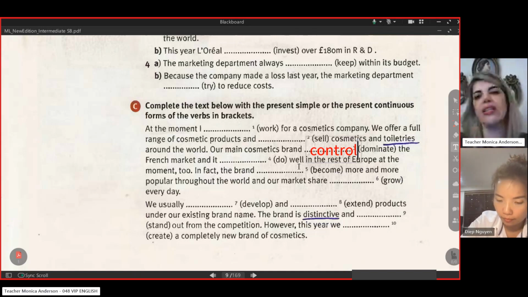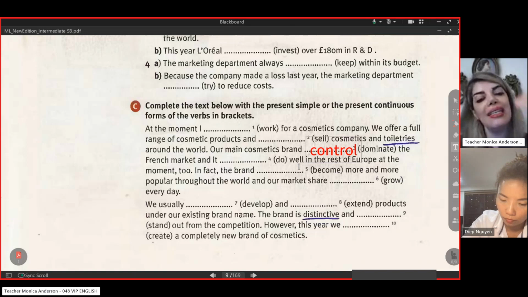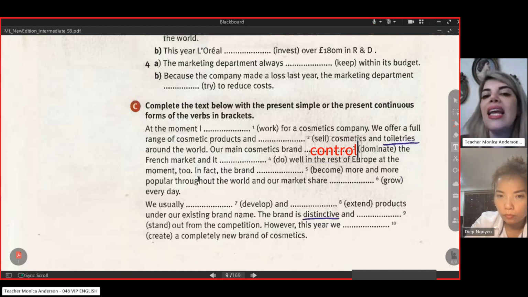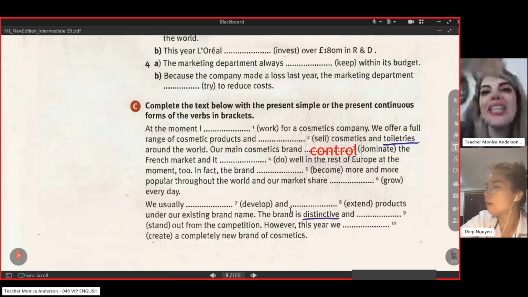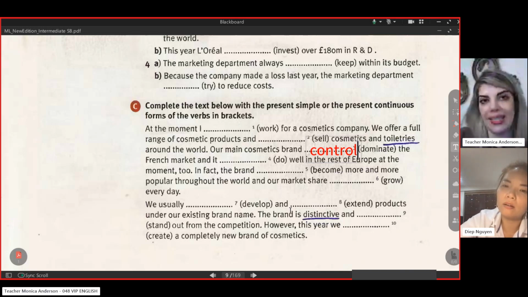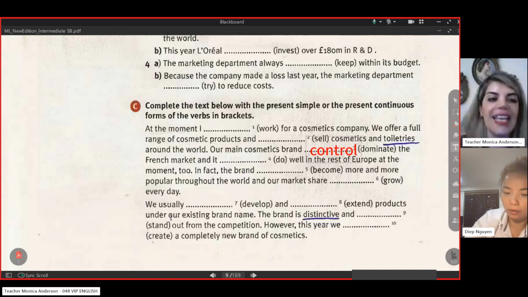You say in fact, the brand becomes. So far, we can consider it as present simple, but if we have an action that is in progress in present time, we need to use present continuous. What does it mean? Let's look at the sentence: in fact, the brand is becoming more and more, and our market share is growing every day. It means something in progress. So we say is becoming, step by step, and is growing.